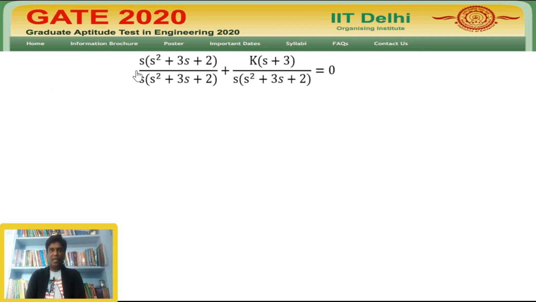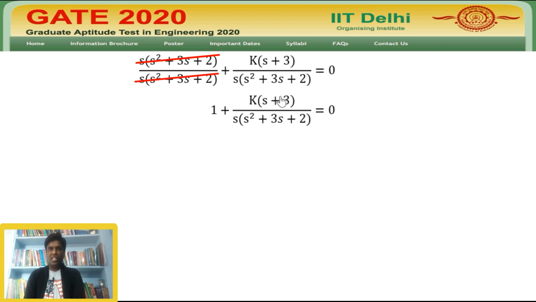Then the equation will be s into s square plus 3s plus 2 divided by s into s square plus 3s plus 2, plus k into s plus 3 divided by s into s square plus 3s plus 2, equal to 0. In this equation, in the first term, the numerator and denominator will get cancelled to each other. Then the equation will be 1 plus k into s plus 3 divided by s into s square plus 3s plus 2 equal to 0.